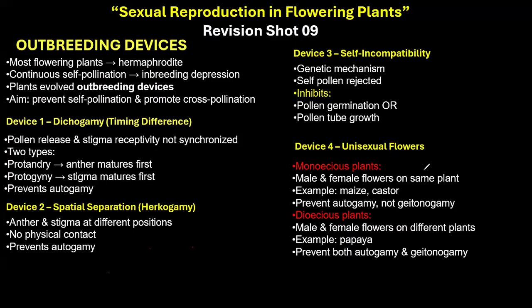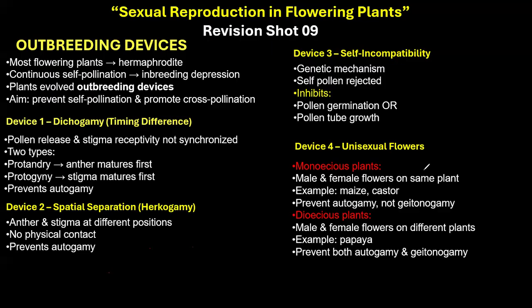Most flowering plants bear bisexual flowers. Bisexual means both the sexes are present on the same flower. If self-pollination continues, generations after generations, it leads to inbreeding depression, where our offspring show a reduced vigor and fertility. To avoid this, flowering plants have evolved outbreeding devices that discourage self-pollination and promote genetic diversity.